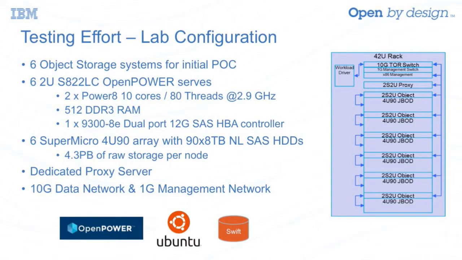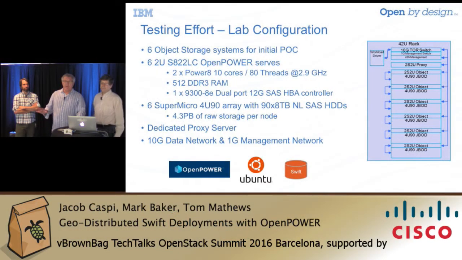Tom, could you please describe what the lab environment was? Absolutely. So the lab environment involved 6 object store servers. The servers themselves were IBM OpenPOWER servers, specifically 822 LCs. In addition to the server environments, there were six Supermicro storage drawers in it. In terms of the configuration, we had a dedicated proxy server, and from a networking perspective, we used 10 gig data networks and 1 gig for the management network.